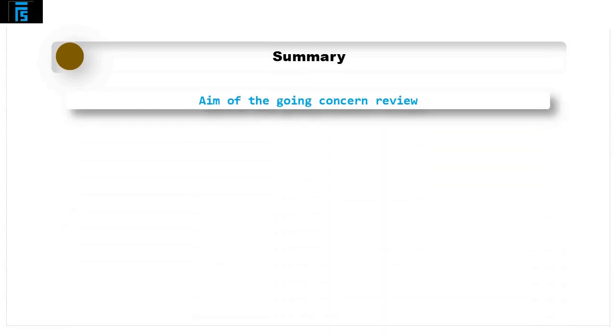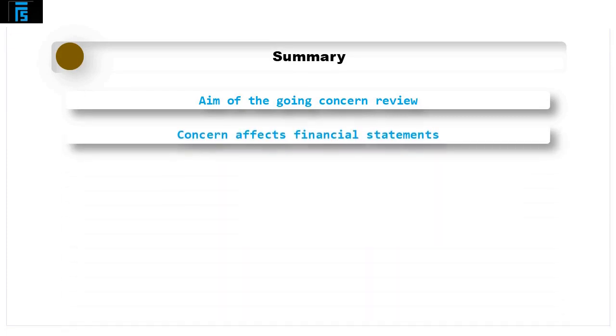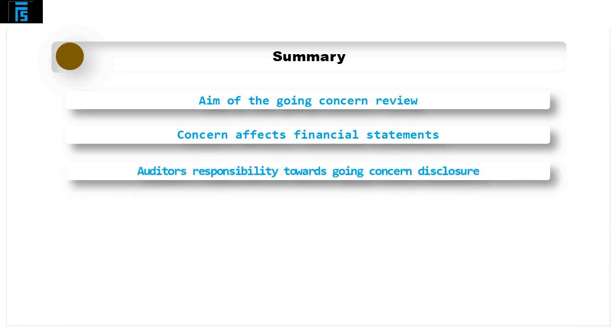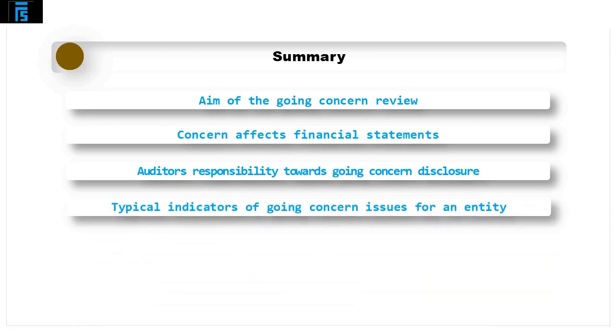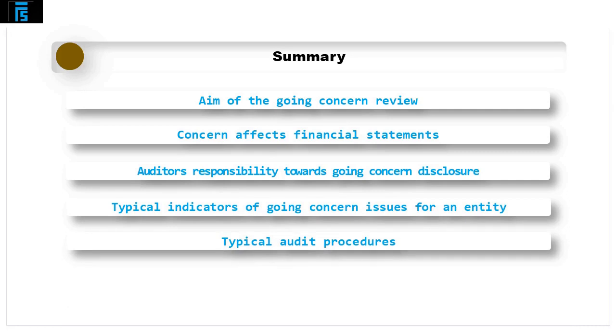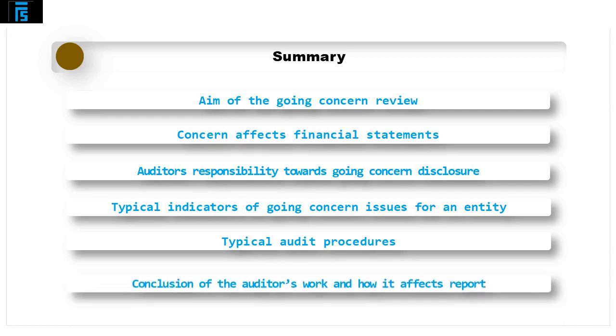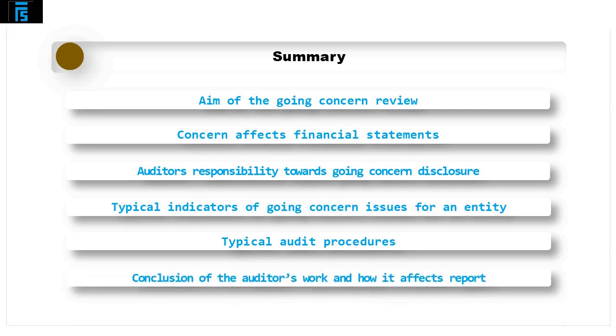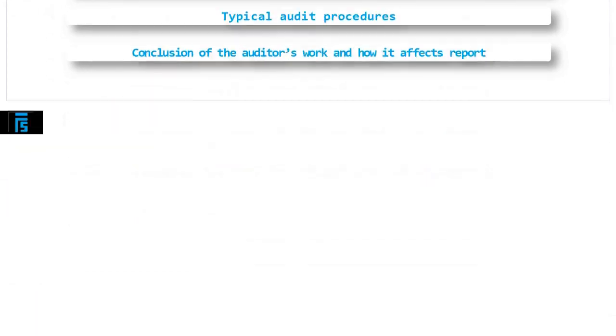In this video we have covered the aim of the going concern review, how going concern affects the financial statements and the director's responsibilities, the auditor's responsibility towards going concern disclosure, the typical indicators of going concern issues for the entity, the typical audit procedures carried out by the auditor to establish whether the client is a going concern, and finally, the conclusion of the auditor's work in this area and how it affects the audit report and opinion.